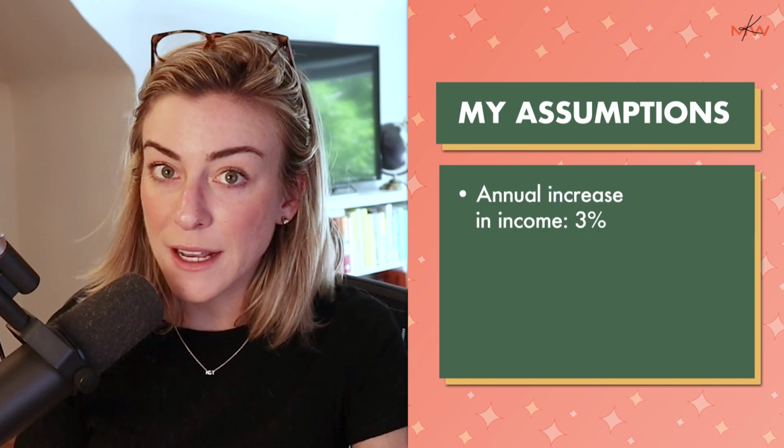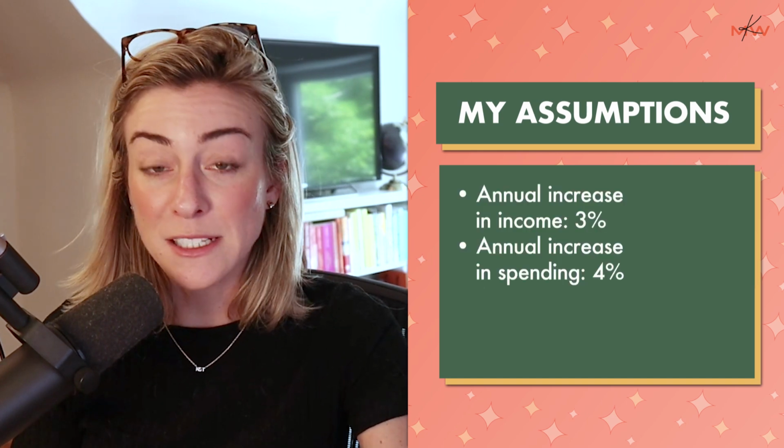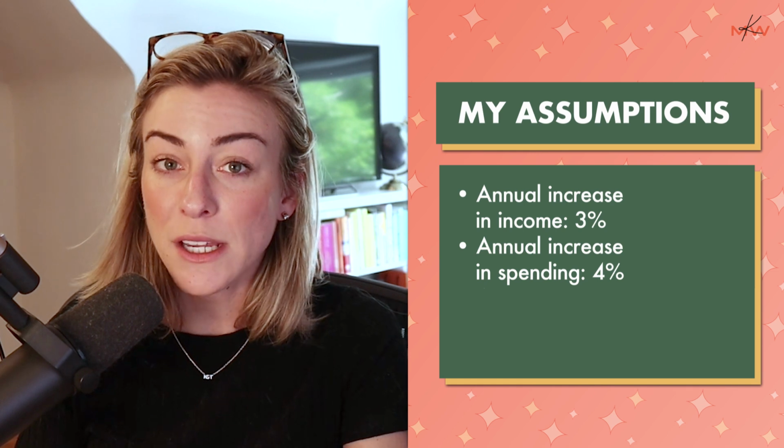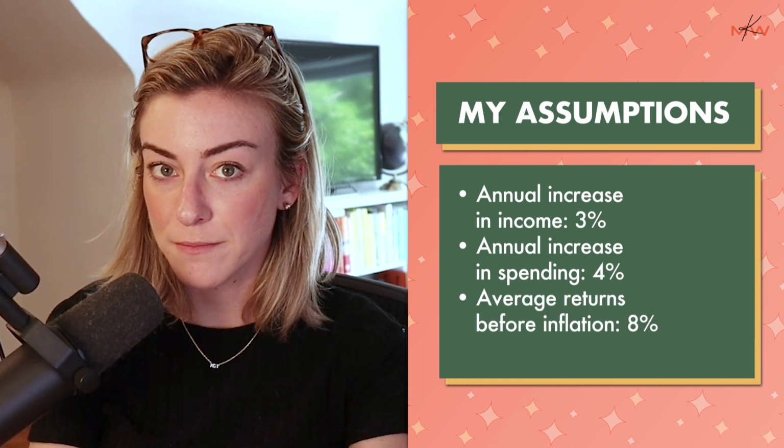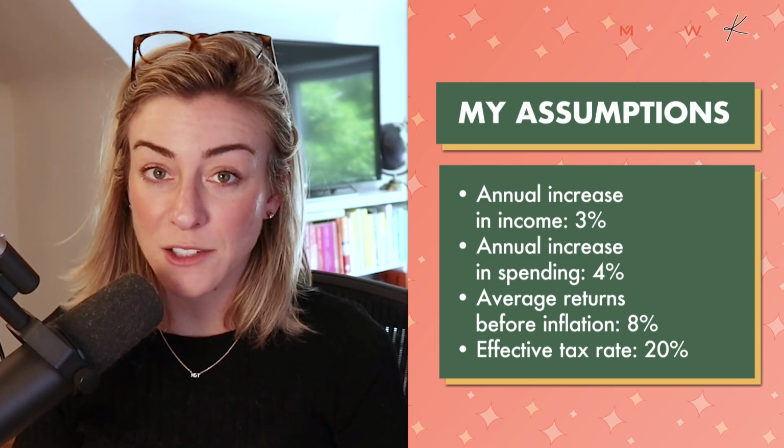Now, in my own life, I prefer to be just a little bit conservative with these numbers. So I expect to get a 3% annual increase in income, that my spending will go up by about 4% per year, and then I'll get 8% average returns in the market before inflation. I also use a 20% effective tax rate. Now, I am cautiously optimistic that this is going to make my timeline look longer and slower than it actually will be, but I think that that's better than the alternative.